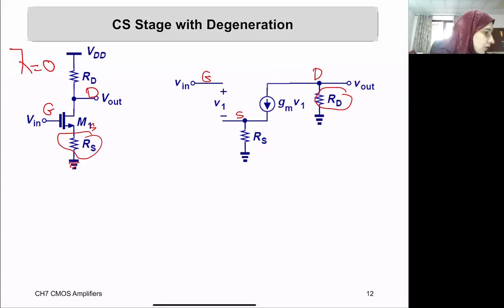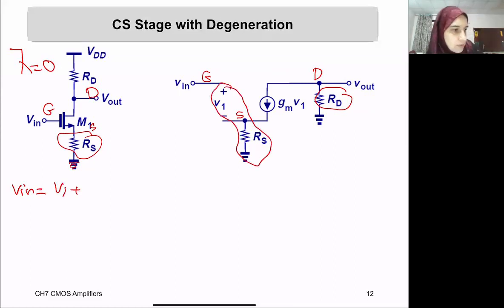Okay, so our Vn equals V1 plus the voltage drop across RS. So what is this voltage drop across RS, with the current that is going through RS? It is Gm times V1, so Gm1 times RS.